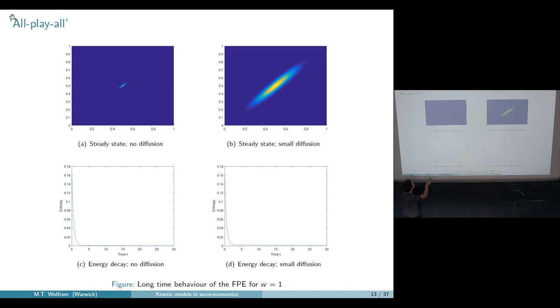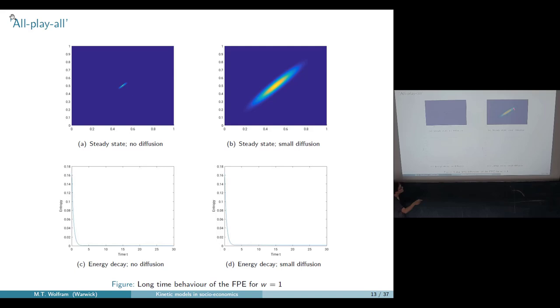Since I started with a uniform distribution in 0,1, the center of mass is at 0.5, so this is beautifully converging. Here, it's quite hard to see. This is time, this is the energy, and it's decreasing exponentially fast. So in both cases you will see an exponential energy decay, but if you have diffusion, you are not going to see that it really converges towards a delta Dirac at the center of mass.